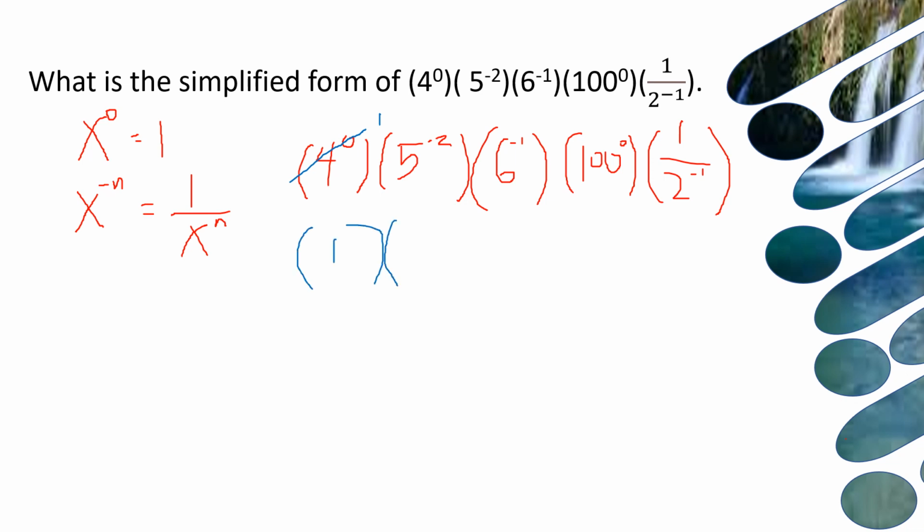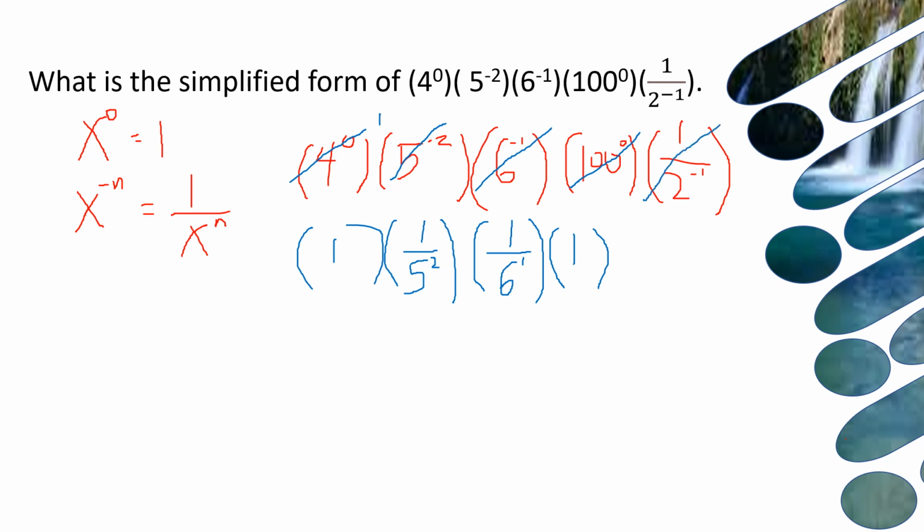Then consider 5 raised to negative 2 here as 1 over 5 squared, and 6 raised to negative 1 is 1 over 6 raised to 1, and 100 raised to 0 is 1, while for 1 over 2 raised to negative 1, since the denominator has a negative exponent, then you can just make it a numerator with a positive exponent. So that's 2 raised to positive 1.